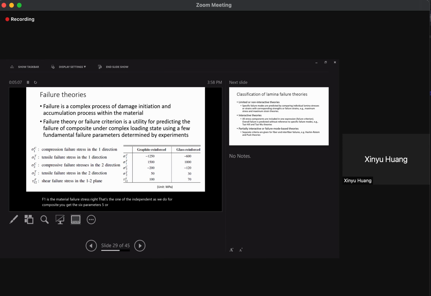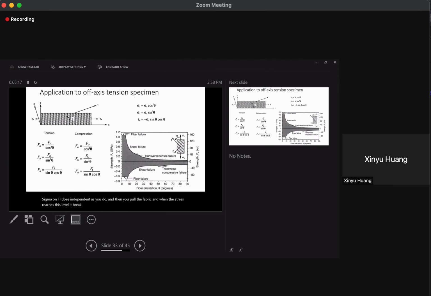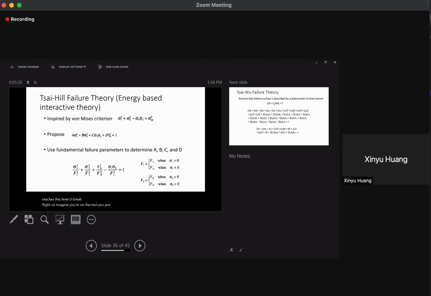This one, sigma 1 T. That's the independent test you do, and then you pull in fiber direction, and when the stress reaches this level, it breaks. Right? So imagine you run a test. You put that result into this equation. In this equation, your sigma 2 is 0, tau 6 is 0, and these 3 terms equal 0. So when this A sigma equals 1, then A must be 1 over F1, right? This is a backward estimation.